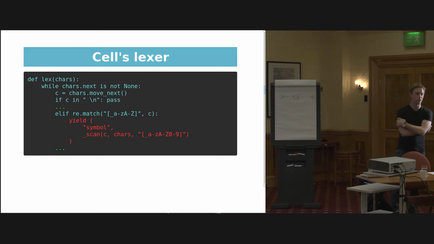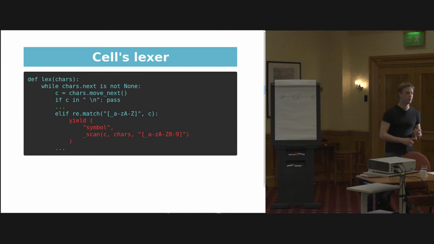So almost the last bit of the lexer is dealing with symbols, which are basically function names, variable names. Symbols can start with an underscore or any letter, but they can contain underscores, letters, and numbers. Hence why the scan function took in the kind of acceptable characters regular expression.